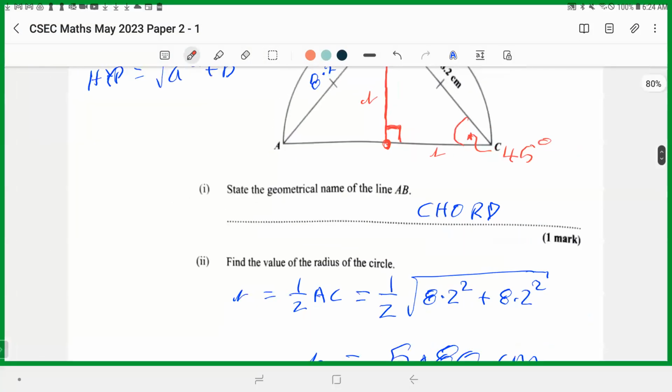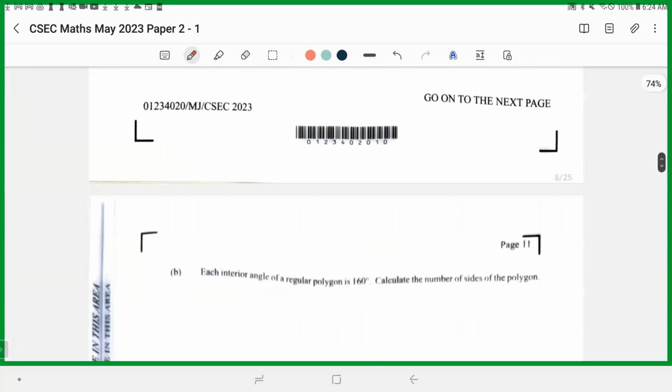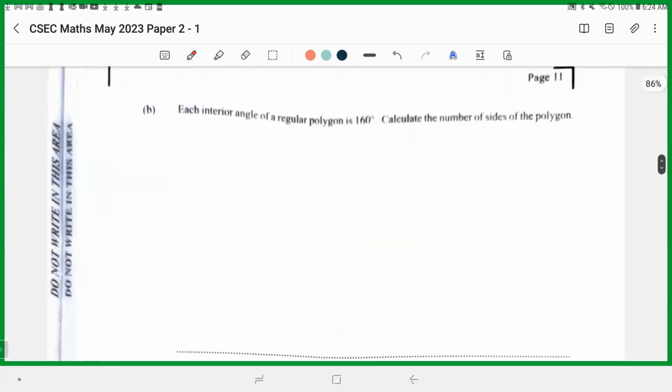All right. Next question. This question says each angle in a regular polygon. Now, this word regular polygon is very important. Regular polygon means all sides equal.